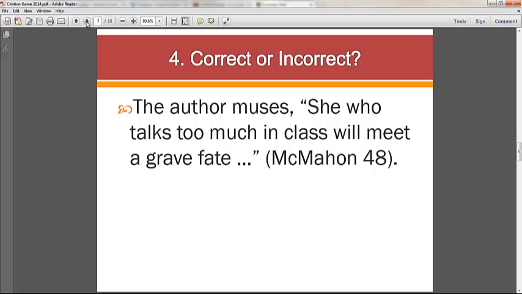Number 4, correct or incorrect. The author muses, comma, she who talks too much in class will meet a grave fate, ellipses, McMahon 48. Well, once again, this is incorrect. "The author muses" is a nice introduction. The S in "she" is capitalized. There's a last name, a page number, and the period is on the outside of the parentheses. However, there is an ellipses at the end, which is incorrect. Ellipses can never be at the end.